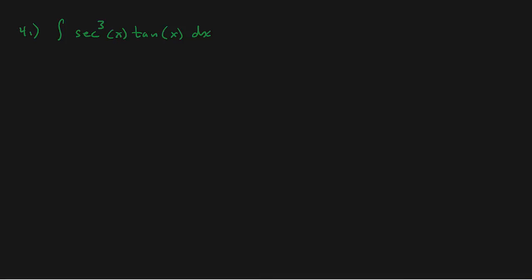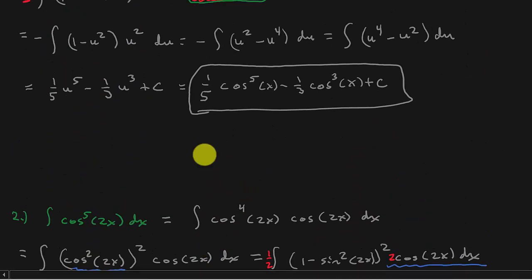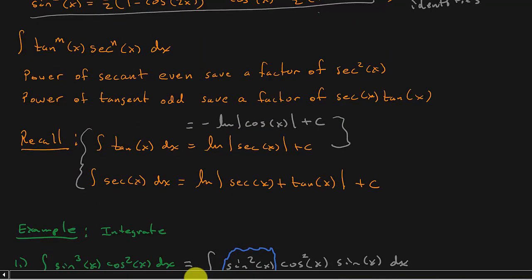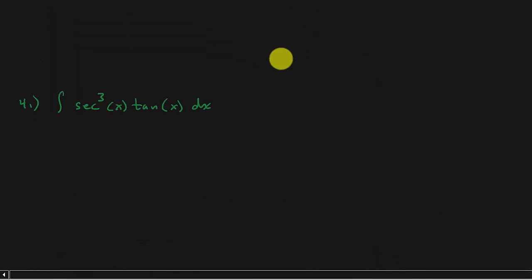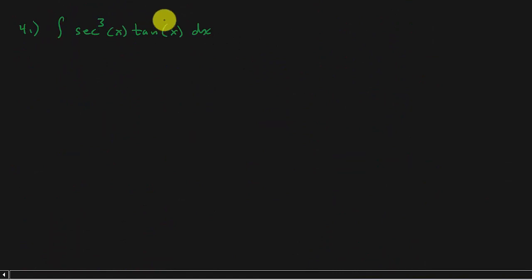So for this one, let's go back up here and see what it says we need to save. It says if the power of secant is even, save a factor of secant squared. Well, secant's odd. If the power of tangent is odd, save a factor of secant tangent. Well, in this problem, tangent is odd because it's a power of 1, right? So let's try that. Let's write secant squared x times secant x tangent x dx. So I've saved a factor of secant tangent.